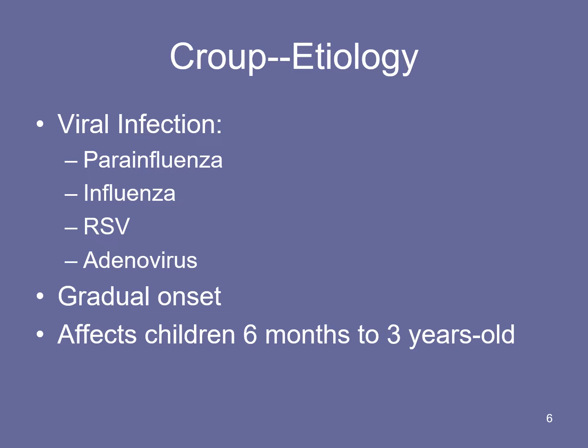So the etiology of croup: it's a viral infection, parainfluenza, influenza, respiratory syncytial virus or RSV, and adenoviruses, because they're a family of viruses. Those are not the only types of viruses that can cause croup, but those are the most commonly implicated. In comparison to epiglottitis, croup tends to have a more gradual onset, and it tends to affect a slightly younger group, 6 months to 3 years old.